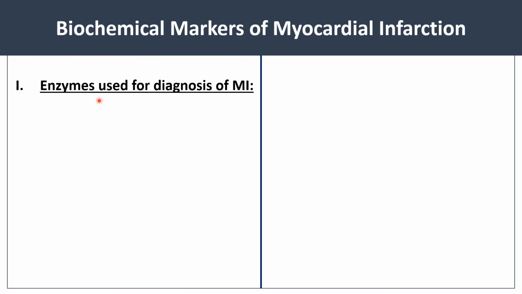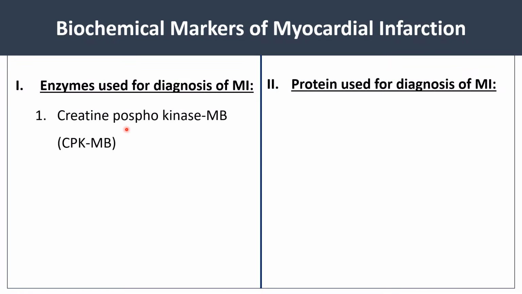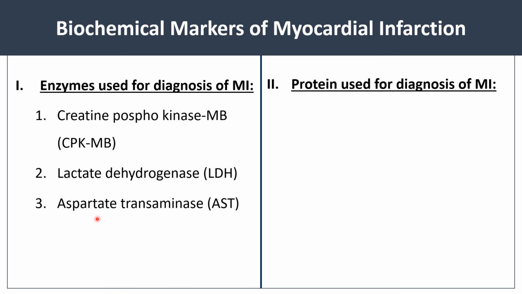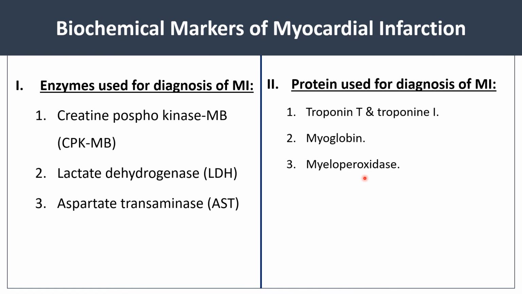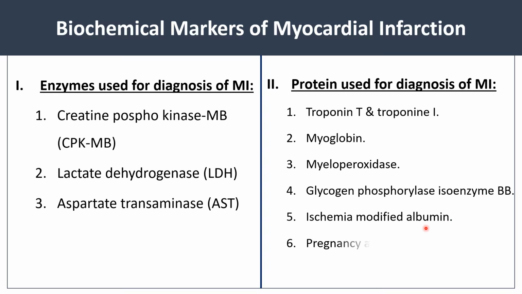There are 3 enzymes and 6 proteins which are used to diagnose myocardial infarction. So in enzymes, we have creatine phosphokinase MB. Second, lactate dehydrogenase. Third, aspartate transaminase or aspartate aminotransferase. Coming to proteins, we have troponin T and troponin I, myoglobin, myeloperoxidase, glycogen phosphorylase isoenzyme BB, ischemia modified albumin, and the last one, pregnancy associated plasma protein A. Let's see one by one.